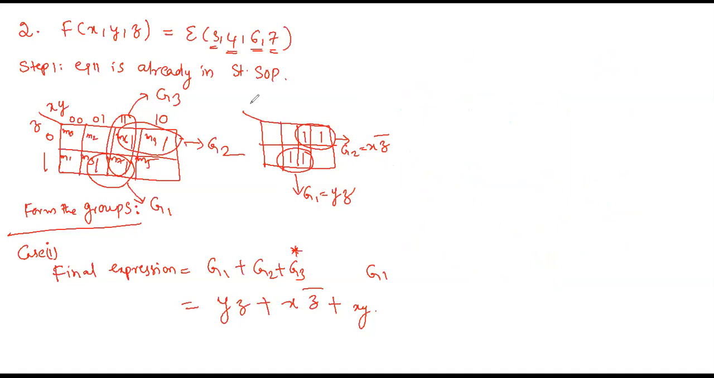In the case 2, the final expression F is equal to G1 plus G2. That is equal to Yz plus Xz bar.